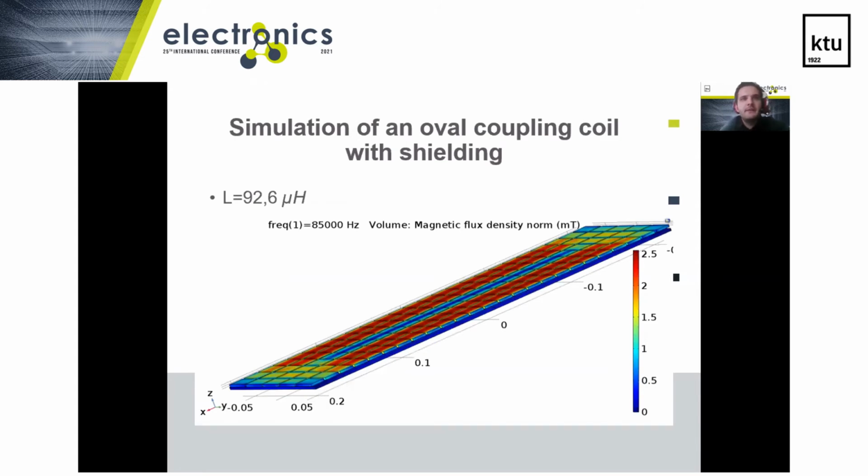Next, we adapted the shape of the coil to the shape of the base of the e-scooter, and it is an oval coil inserted in a rectangular plate. The board is complemented by ferrite shielding, which increases inductance, and the simulated inductance value in the console program was 92.6 microhenry.